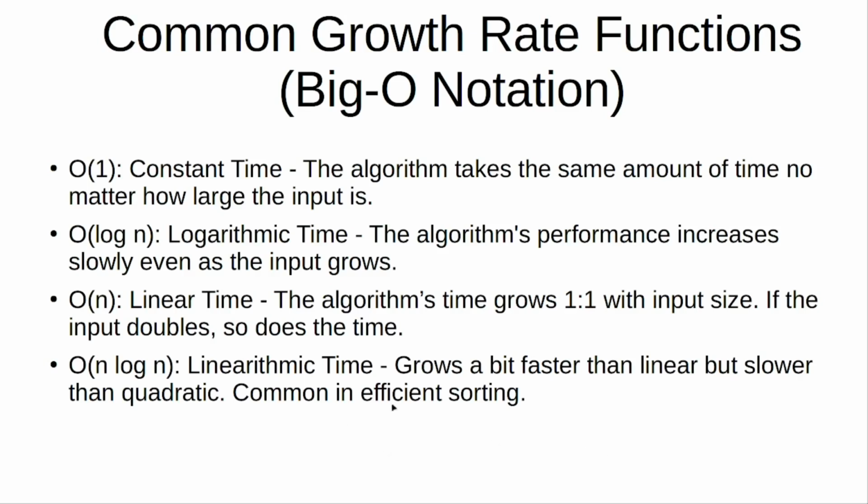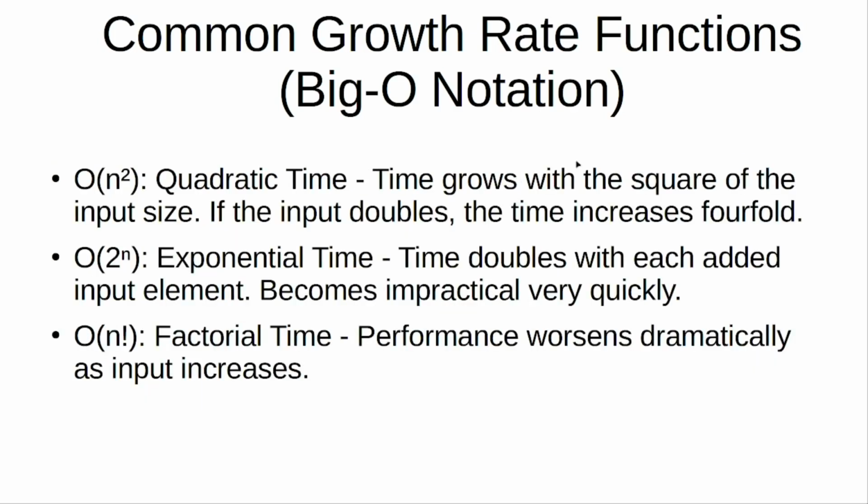We also have linearithmic time, which grows a bit faster than linear, but slower than quadratic. It is common in efficient sorting algorithms like merge sort or quick sort. And then you really start to slow down with quadratic time. Time grows with the square of the input size. If the input doubles, the time increases fourfold. You're going to see nested loops as a pretty common example of quadratic time, like nested loops over an array in selection sort or bubble sort.